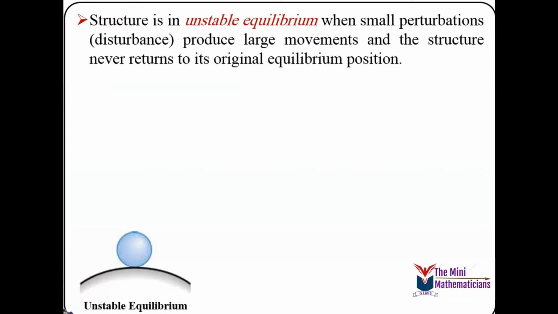Here are some metaphorical examples to explain equilibrium at different stages. I can relate unstable equilibrium to the equilibrium at which the structure becomes unstable. A structure is unstable when a small perturbation or disturbance produces a larger movement or very high deformation in the structure, and the structure will never come back to its original position. This stage is related to the buckling of the compression member.